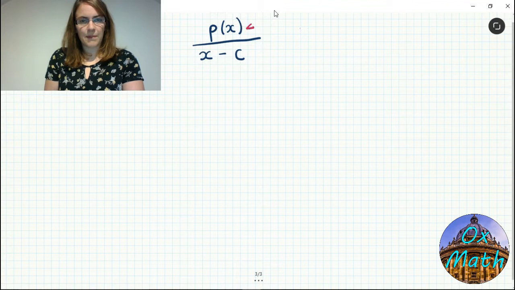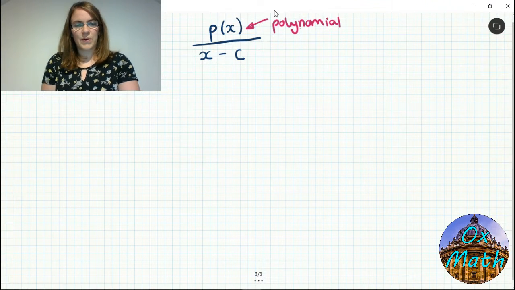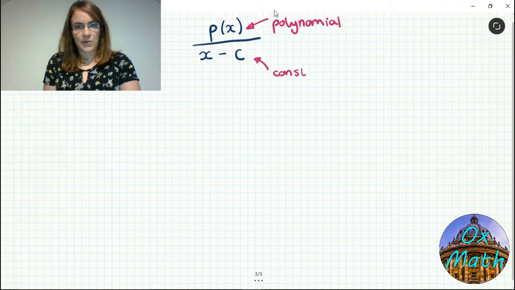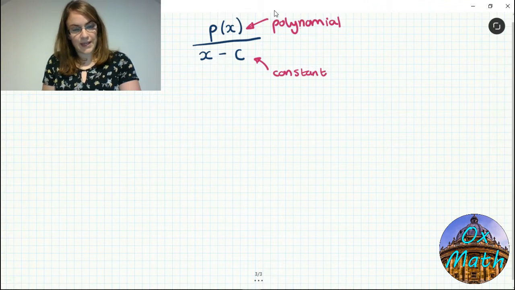If we take p of x, which is a polynomial function of x, so it is an expression with x terms in only and no negative or fractional powers of x. So we've got a polynomial that is a function of x, and we divide it by x minus c, which is a linear term where c is a constant. So it could be x minus 1, x minus 2, x plus 3, which would be minus 3. So c could be anything as long as it's a constant.